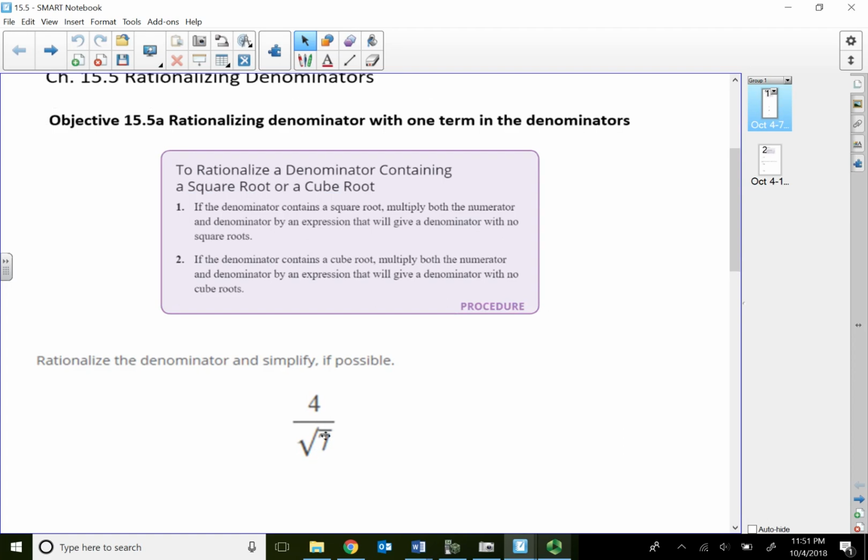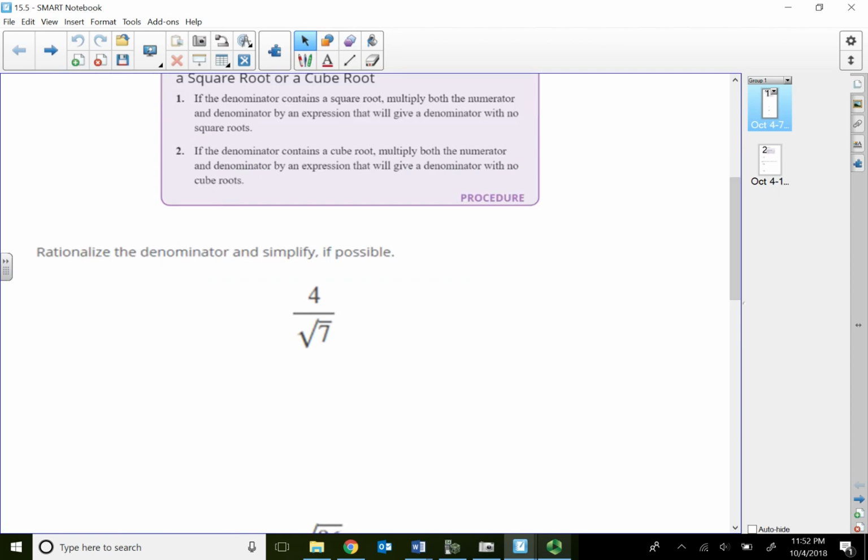consists of one term. To rationalize a denominator containing a square root or cube root: number one, if the denominator contains a square root, multiply both the numerator and denominator by an expression that will give a denominator with no square root. Number two says exactly the same thing, changing square root to cube root. So what is that saying? This is kind of strange, a little bit of manipulation going on.